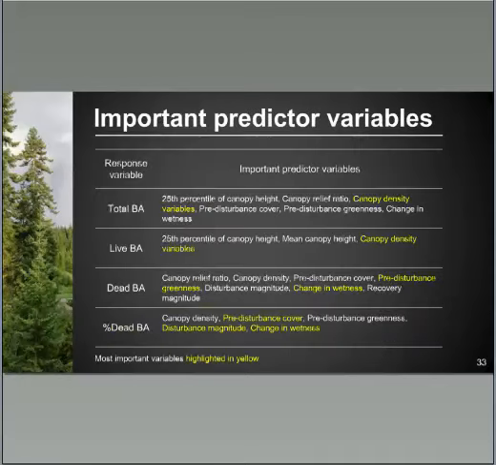And real quickly, some of the important variables are highlighted in yellow. Canopy density was important for total and live. Ben? Yes?